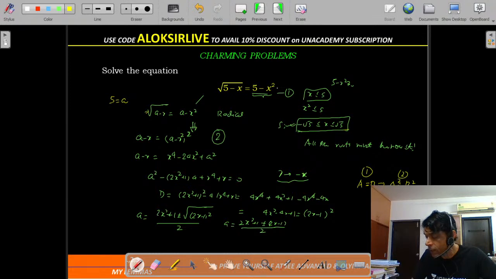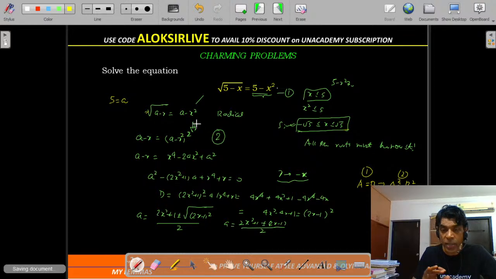Equivalent means that if you find solutions of this one, they will satisfy this one also. So, on the set negative root 5 to root 5, these two are equivalent, and so we need not check by actually plugging in the values. That will be too bad. I'll show you later. We just check which lie in this range. That's all. They have to be roots because the transformation is equivalent, right?